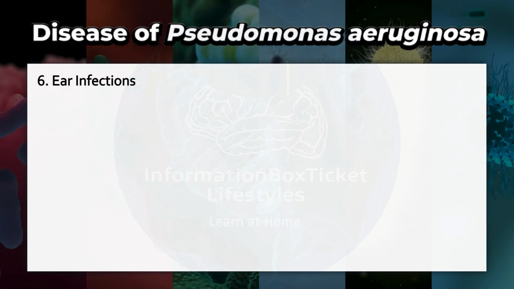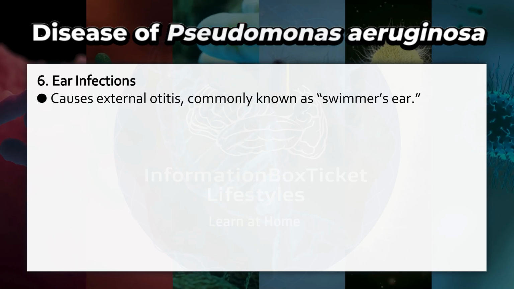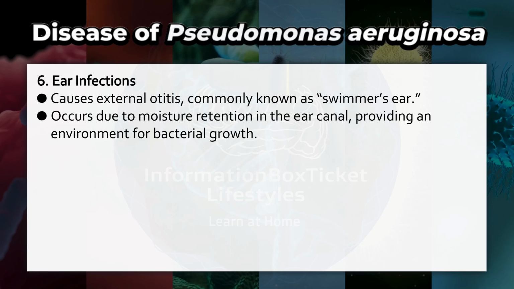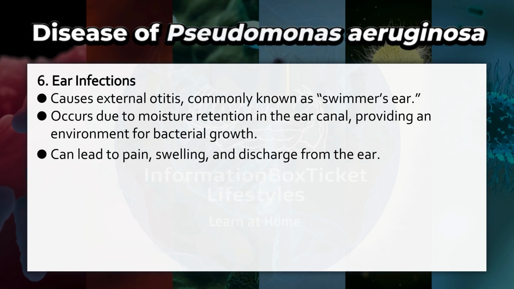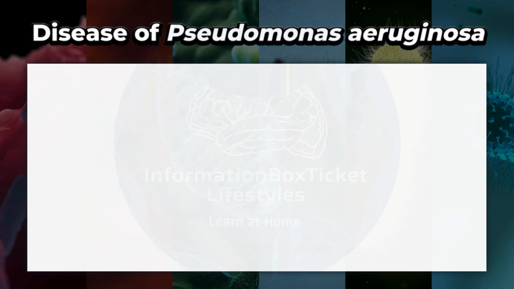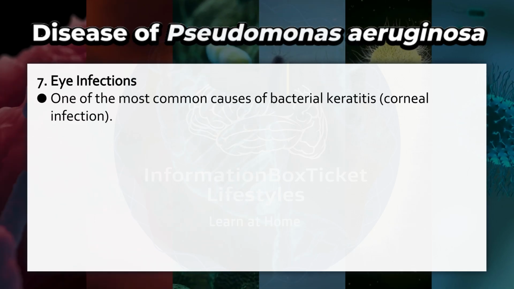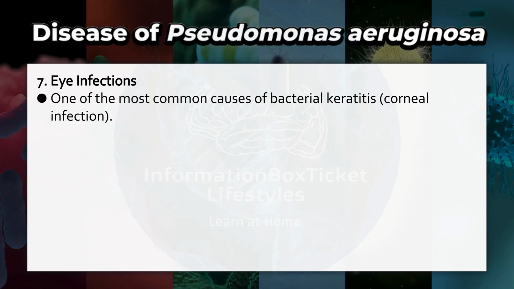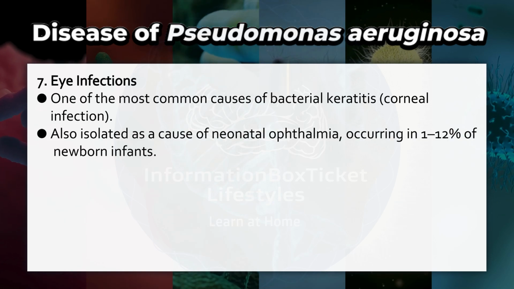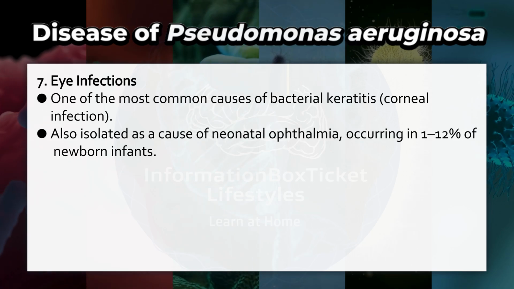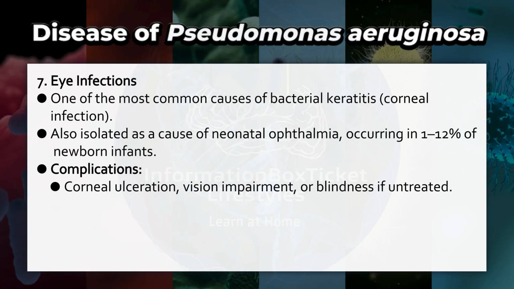6. Ear infections. Causes external otitis, commonly known as swimmer's ear. Occurs due to moisture retention in the ear canal, providing an environment for bacterial growth. It can lead to pain, swelling, and discharge from the ear. 7. Eye infections. One of the most common causes of bacterial keratitis, corneal infection, also isolated as a cause of neonatal ophthalmia, occurring in 1 to 12% of newborn infants. Complications: corneal ulceration, vision impairment, or blindness if untreated.